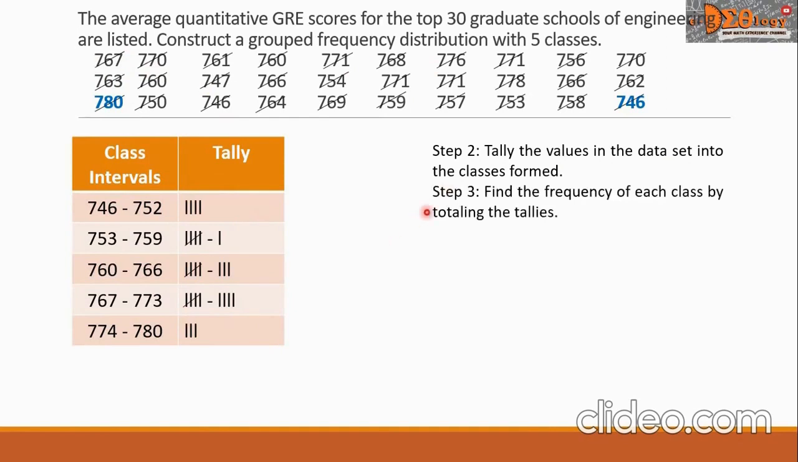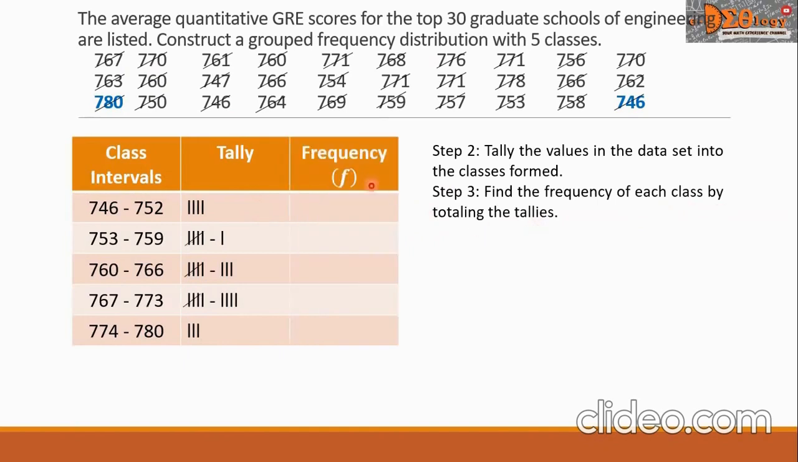For step 3, let us find the frequency of each class by totaling the tallies. So we need another column for the frequency. We will simply count the tallies for each class interval. For the first class interval, we can see here that there are 4 tallies, so we will write 4 in the frequency. For the second class interval, there are 6 tallies. For the third class interval, there are 8, and 9 and 3 for the fourth and fifth class intervals respectively. Next, we will take the total of the frequency, and this must be equal to 30. It means we did not miss anything in our raw data.